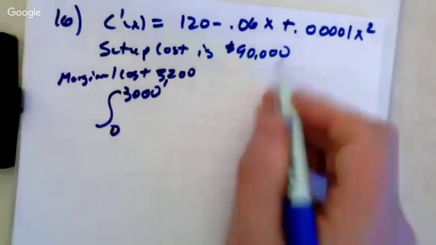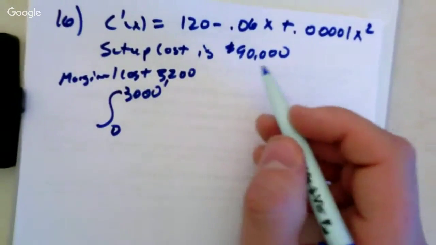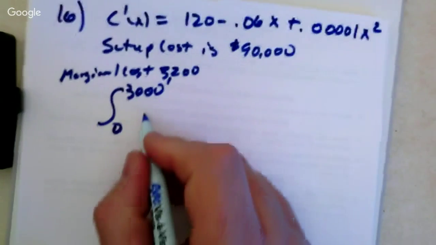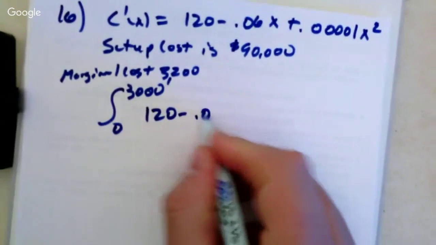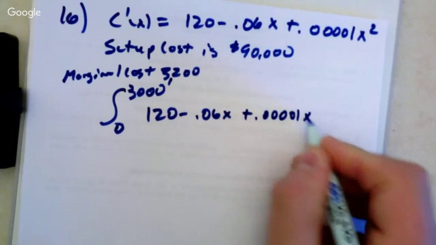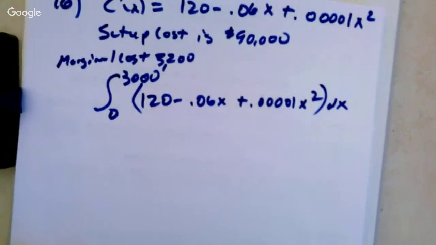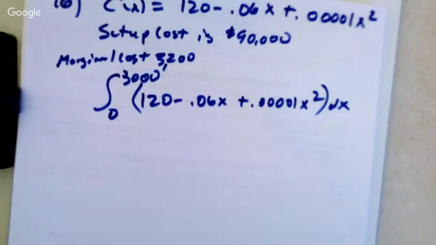Now you're saying to yourself, where does the setup cost come into play? Brent talked about that. That 90,000 is probably going to end up being our C value. But let's take the integral: 120 minus 0.06x plus 0.00001x squared dx. Is that 3,200? Marginal cost for 3,200?